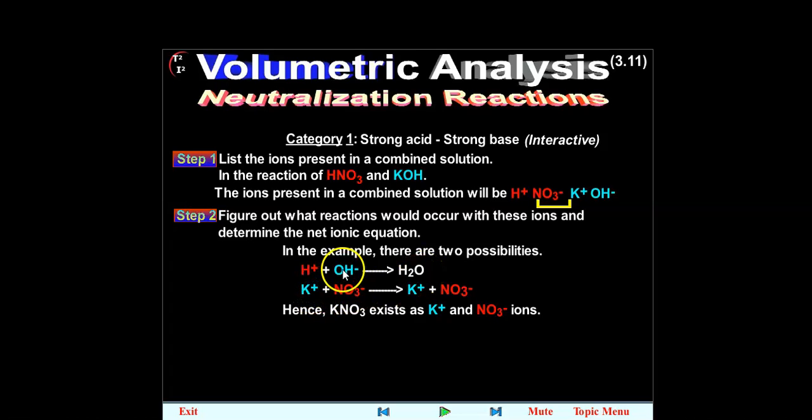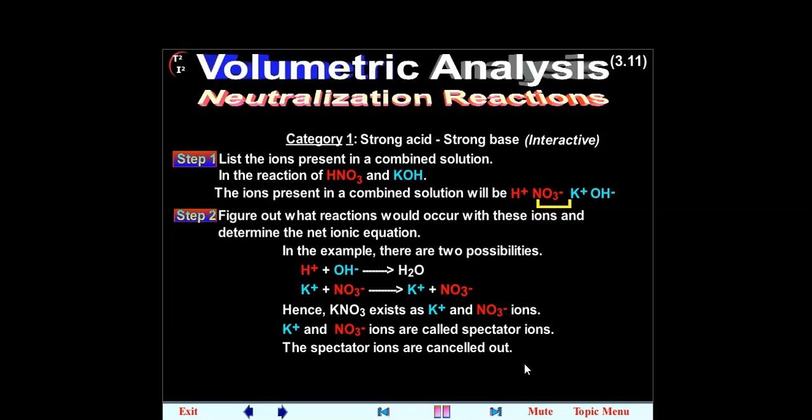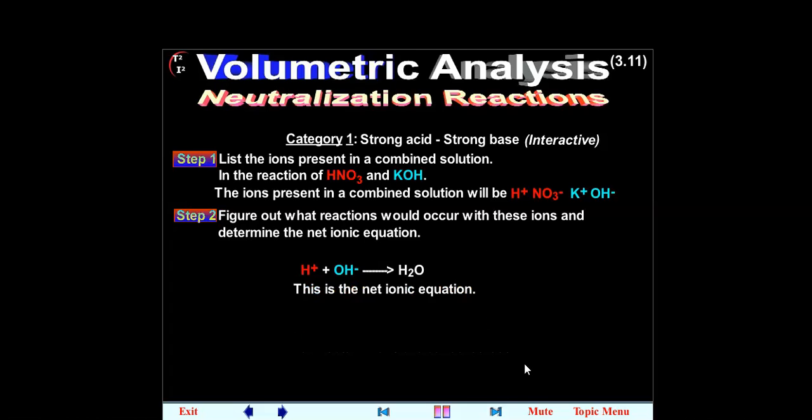The potassium and nitrate will cancel out. So the only one that is left in the solution is the water. K plus and NO3 minus ions are called spectator ions. The spectator ions are canceled out. This is the net ionic equation.